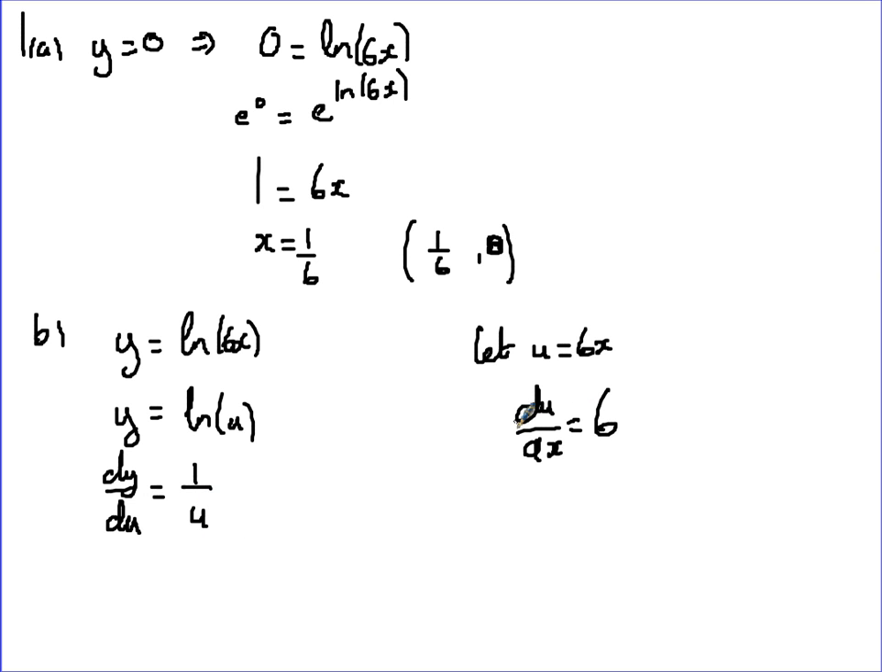We then times these together because the du's will cancel, so then dy/dx will be 1 over u times du/dx. Now we put u back in as the 6x, times by 6, which will give us 6 over 6x, and then the 6's will cancel to leave us with 1 over x.